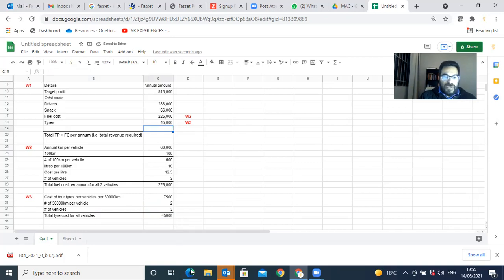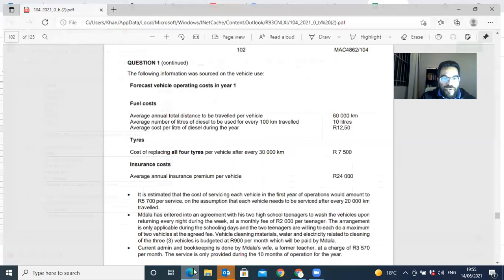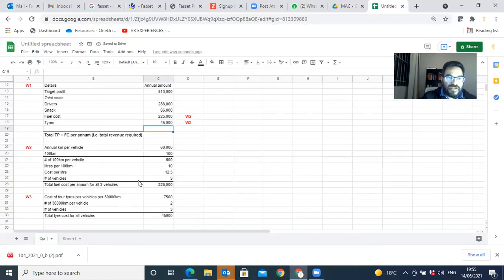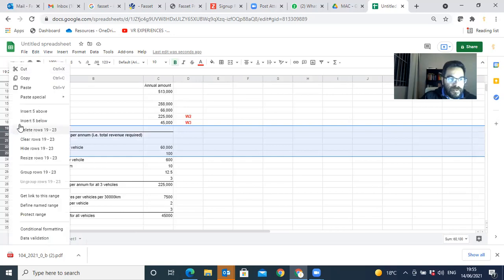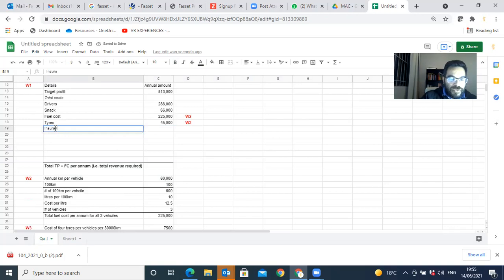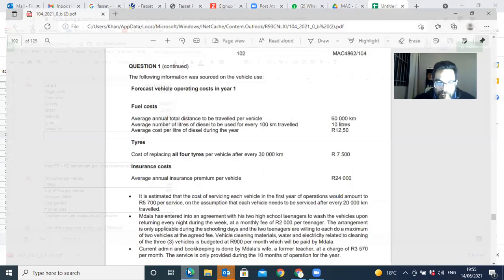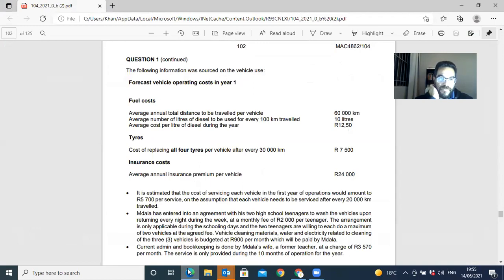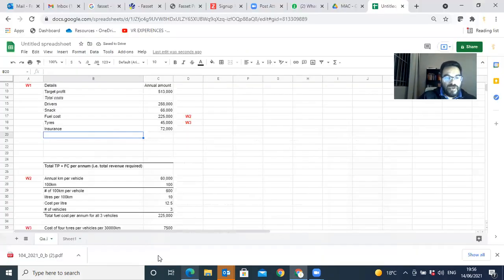Now the next one, what is the next one? Insurance, average annual insurance premium per vehicle. So that's easy. So this is insurance, and it's going to be 24,000 times 3. The next one is servicing. It is estimated that the cost of servicing each vehicle in the first year of operation would amount to 5,700 Rand per vehicle, on the assumption that each vehicle needs to be serviced after every 20,000 kilometers.